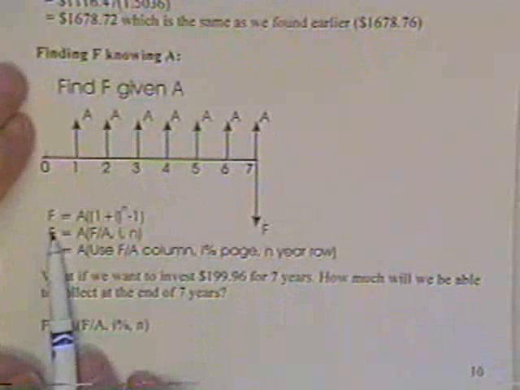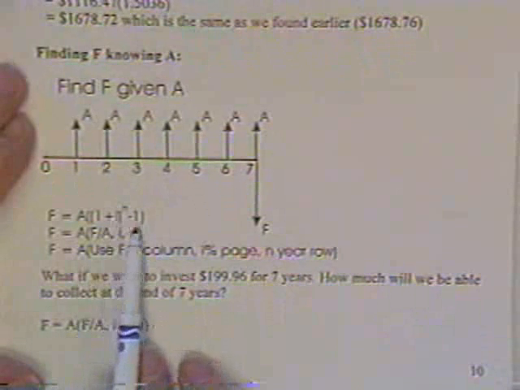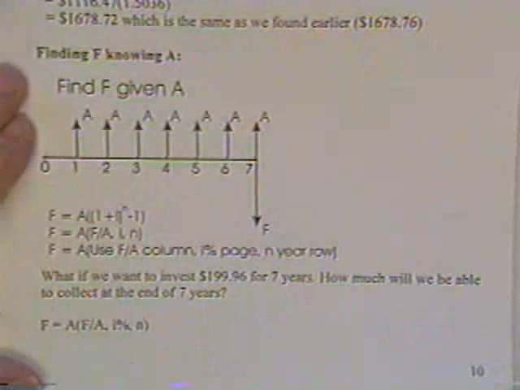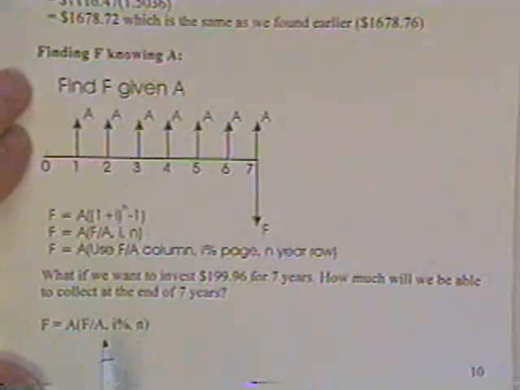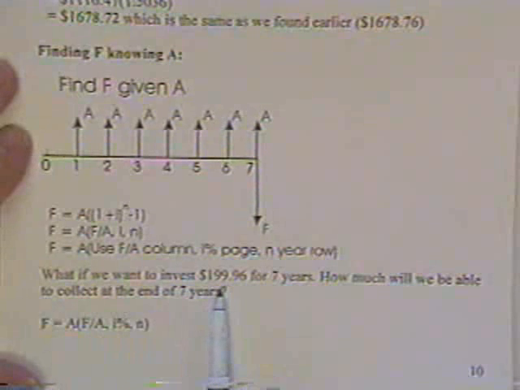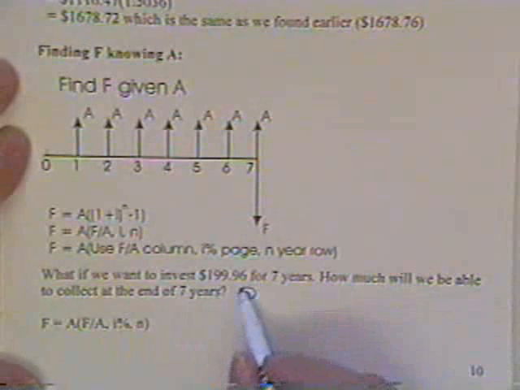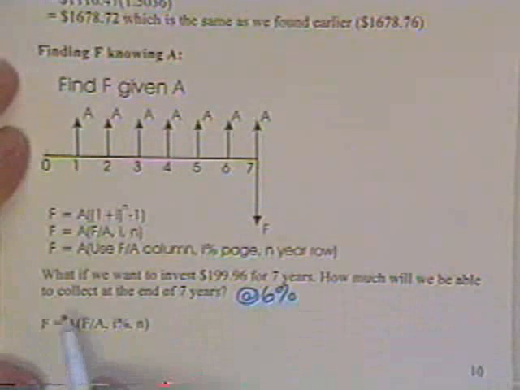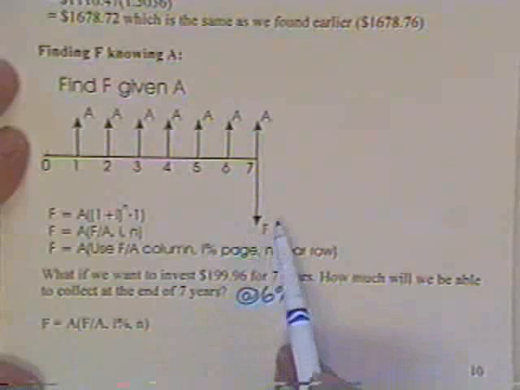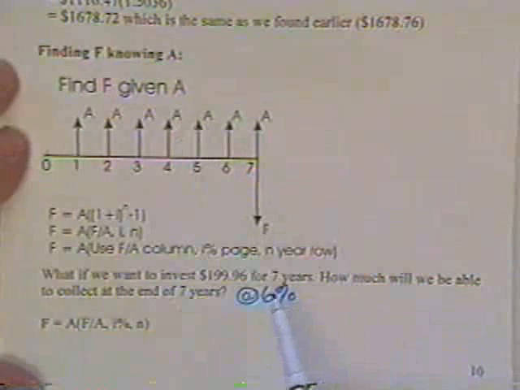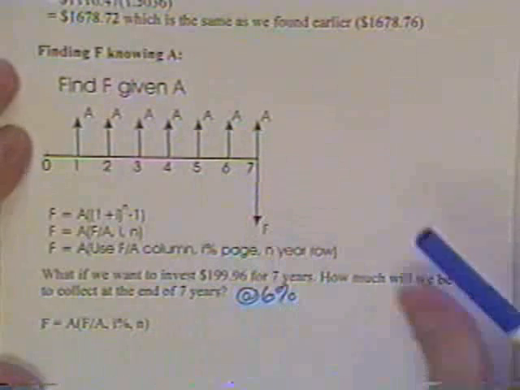The formula for that use is A times (1 plus i)^n minus 1 over i, or in economics notation, we would say A times F over A. So what if we want to invest $199.96 for 7 years at 6%? How much will we be able to collect at the end of 7 years? Well, we know what the answer ought to be, because we just turned this number into an annuity, and we found it was $199.96. So what we ought to get is the same number we stuck in here a minute ago.